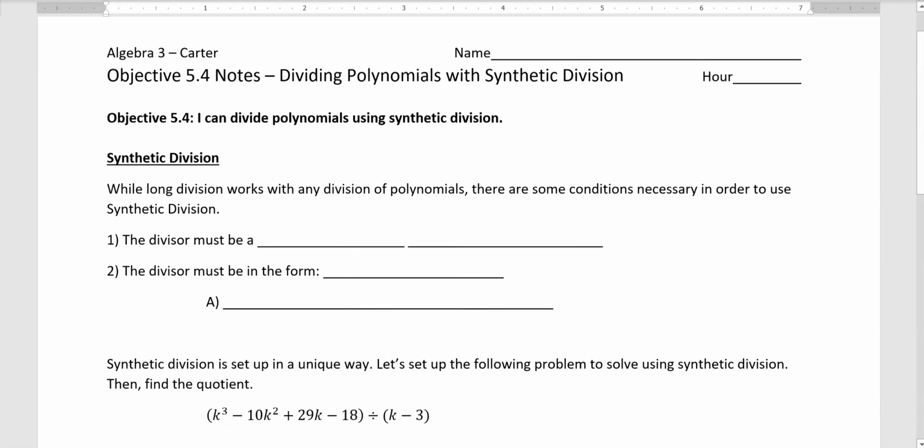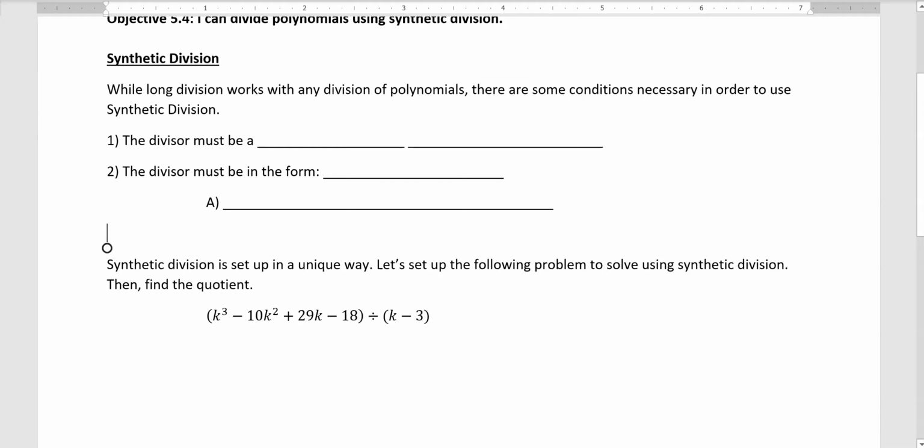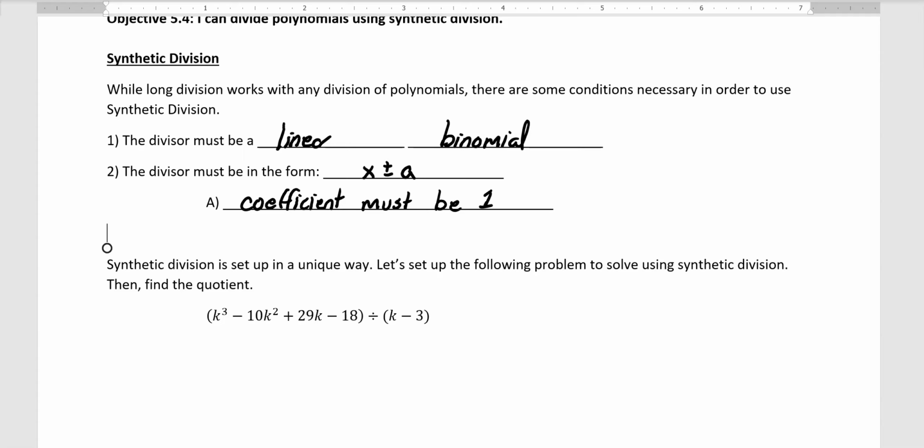Synthetic division, unlike long division, has some requirements. The divisor, first of all, must be a linear binomial, and it needs to be in the form x plus or minus a. The important thing to note is that the leading coefficient for our divisor must be 1. If there's a variable in front of it or anything like that, it's not going to work as nicely.